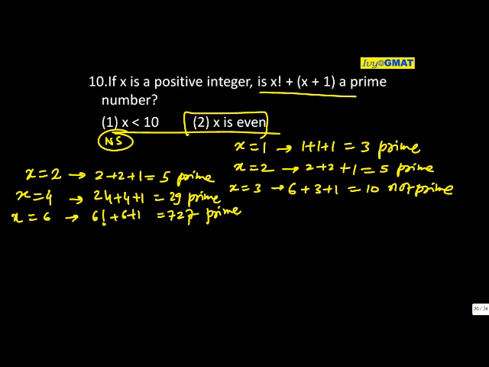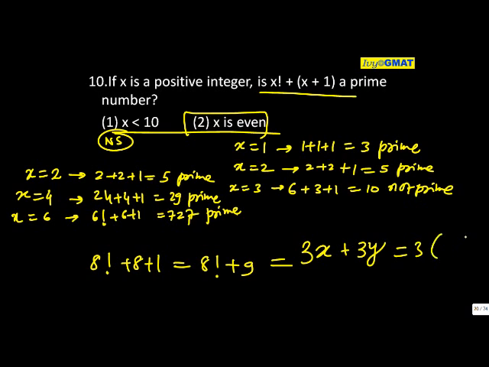Let's see. What will be 8 factorial plus 8 plus 1? It is 8 factorial plus 9. 8 factorial plus 9 will be something like 3x plus 3y. Can I say this? 8 factorial, will it contain the number 3 or not? 8 factorial is what? 1 into 2 into 3 into 4 into 5. So 3 into something. And 9 is obviously 3 into something. Can I take 3 common here? So can I say this will be a multiple of 3 always?